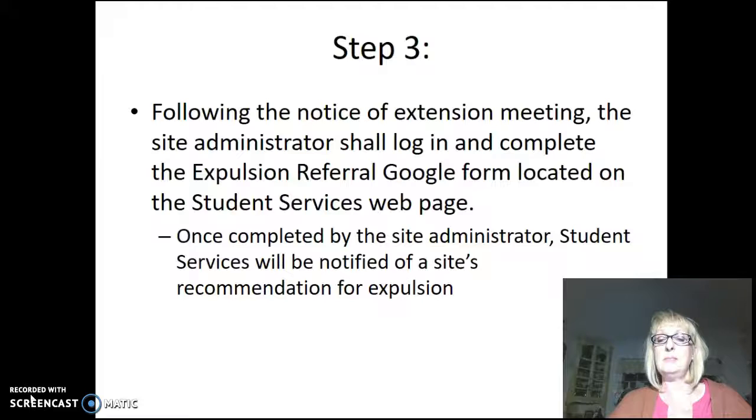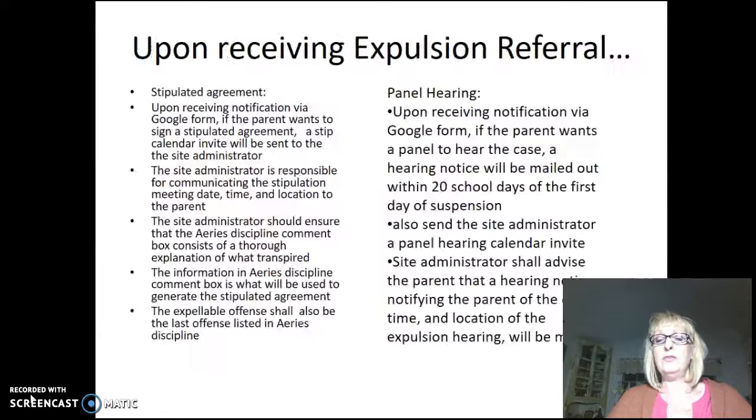So once this has been completed, Student Services will be notified of a site's recommendation for expulsion. And then upon receiving an expulsion referral, it can go either way. So you can do the stipulated agreement, which is upon receiving notification via the Google form if the parent wants to sign a stipulated agreement.